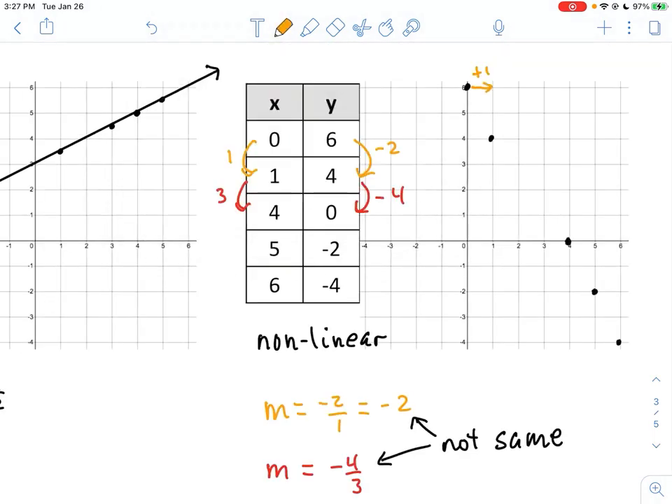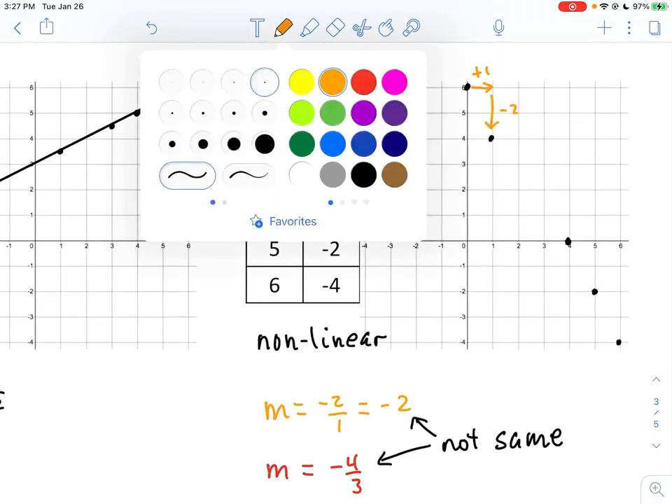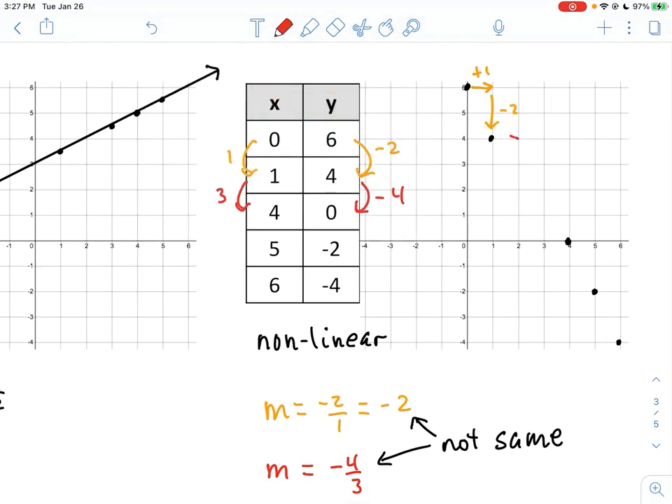This was a right 1 and a drop of 2. And compare that to the other, connecting the second and third, was a run of 3 and a rise of negative 4. And they don't make the same ratio. The steepness of this line here is not the same thing as the steepness of that line there.